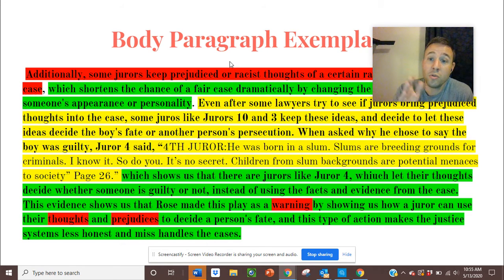Israel, I recommend you shaving this in half. If you were to cut this evidence in half, which sentences would you keep? Because this is just a little bit too long.